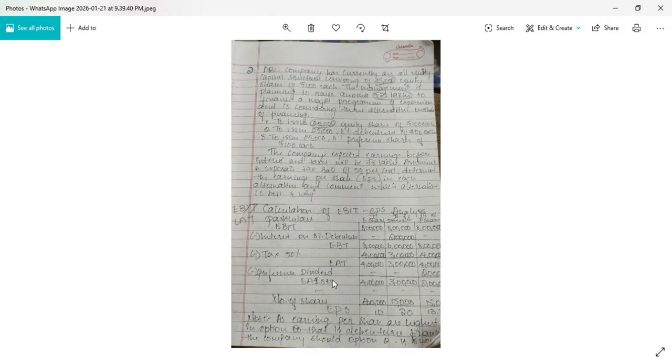So now earnings available to equity shareholders, EAESH, earnings available to equity shareholders. That is, in the first alternative 4 lakhs, in the second alternative 3 lakh, in the third alternative 2 lakh. Now we have to divide earnings available to equity shareholders by the number of shares. Here, every student will get confused while calculating the number of shares.